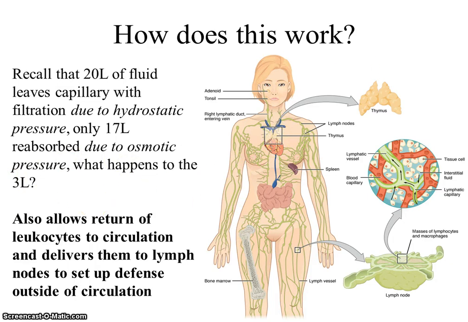I say also this allows a return of leukocytes, because remember, those white cells are your defenders and they are not going to stay in the blood vessels. Remember, diapedesis allows them to squeeze out during inflammation and go out here. Well, we do want them back because they are patrolling, and the ability of the lymph system to collect these cells is really good. And then it sets up a whole network of defense that is outside of circulation. That's what lymph gives us the ability to do.